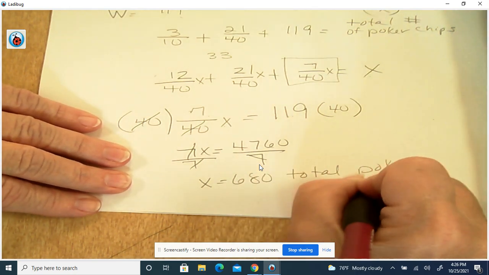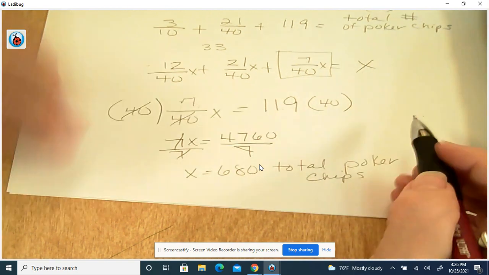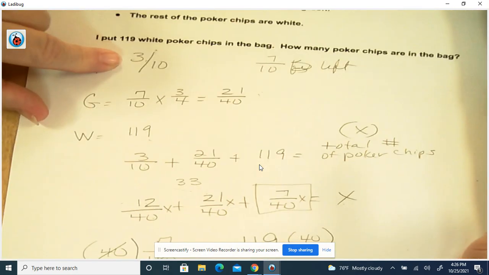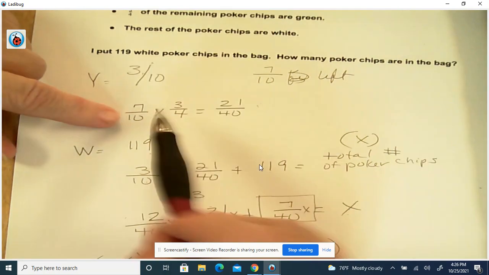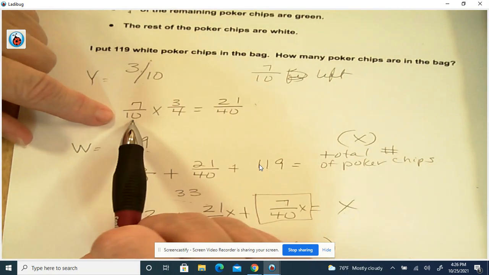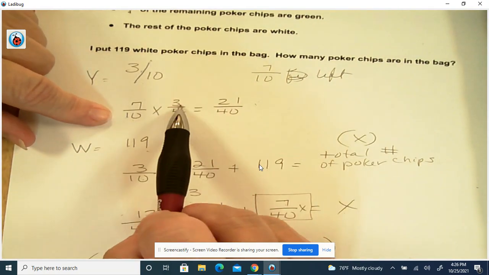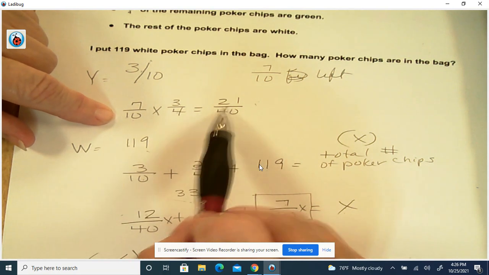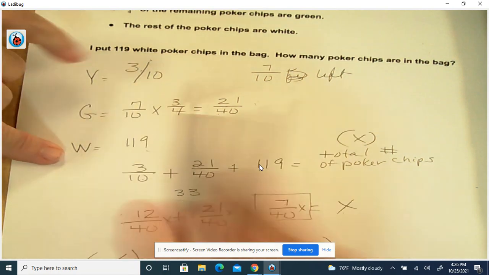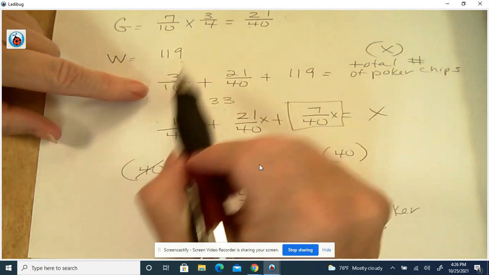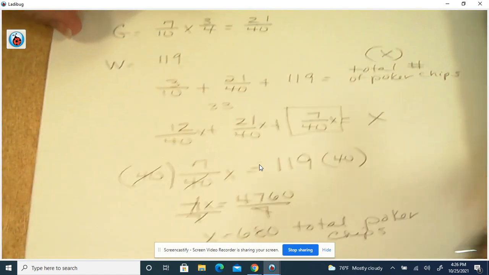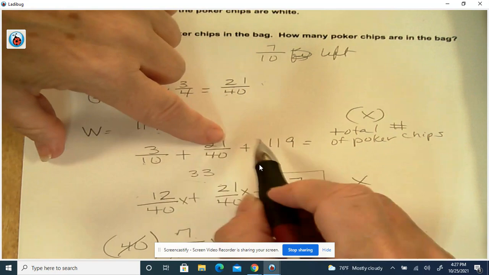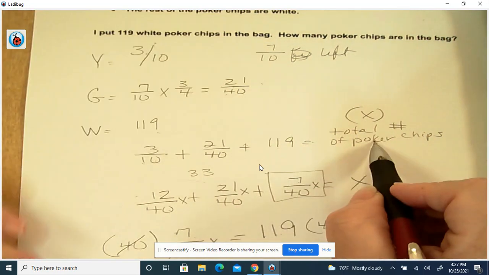All right, to go back over, we're going to start from right here. We had 3/10 given to us in the problem. What's left from 3/10 is 7/10. We multiply 3/4 of those remaining chips, which gives us 21 over 40. And then we have 119 white. So the 3/10 from the beginning, plus the 21/40, plus the 119 equals X, the total number of chips.